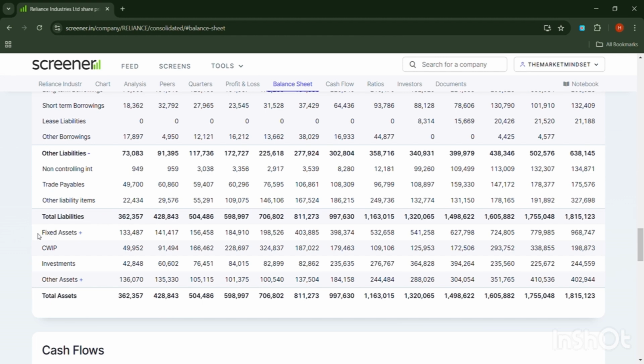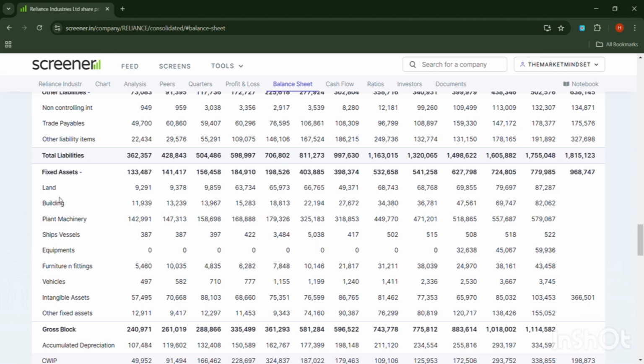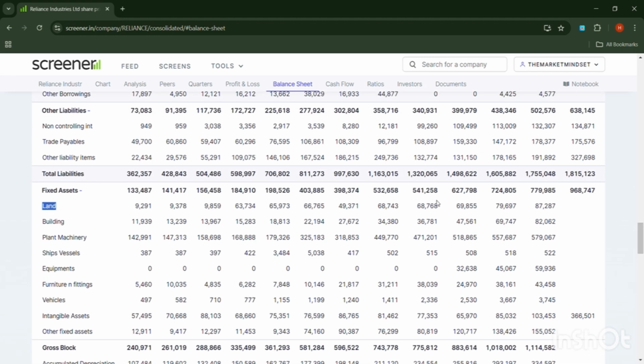When you click on fixed assets, you'll get a further bifurcation of land, building, plant and machinery, ship vessels, equipments, furnitures, and so on. So let us start with the land. The name land speaks for itself, so I don't need to explain much about it. But the ideal trend of the land should be increasing. It shows that the company is acquiring more and more land for expansion of its business.